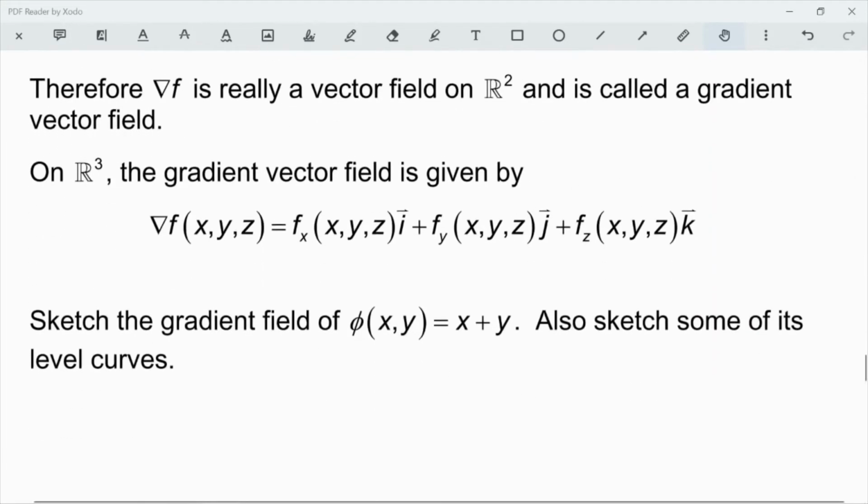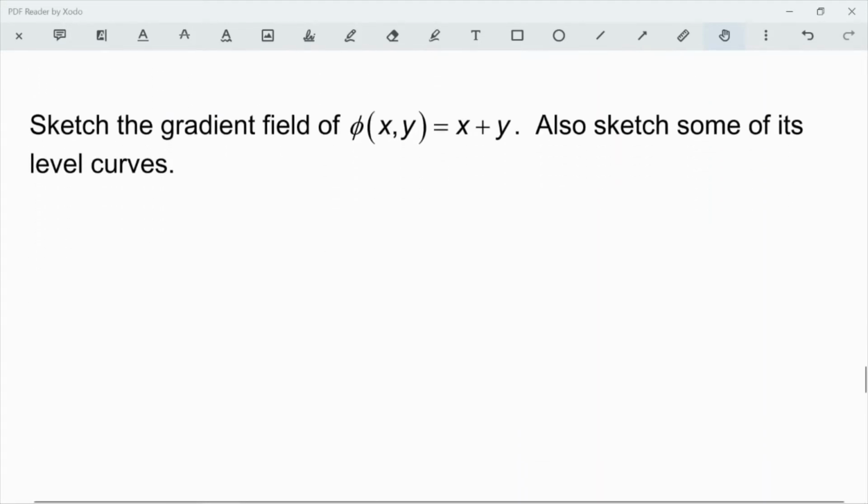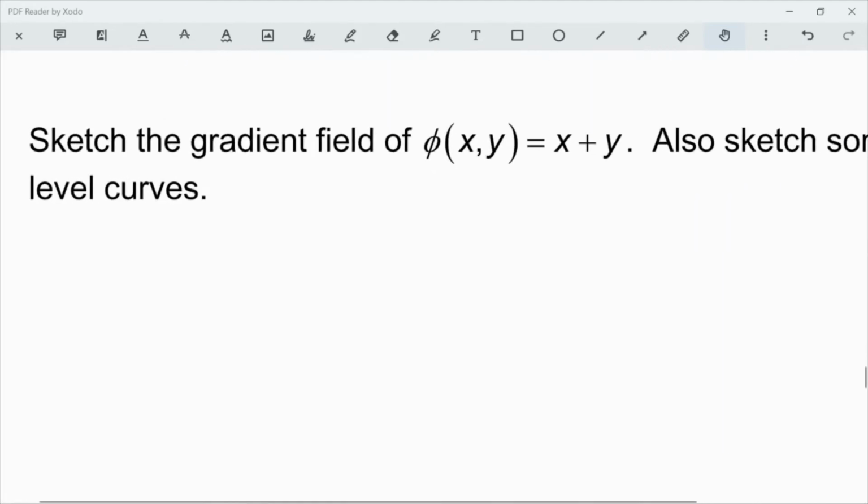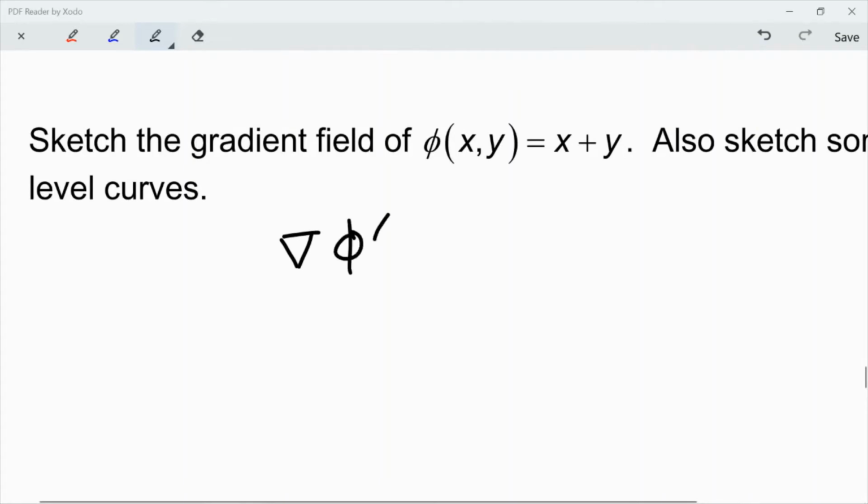Okay, we can also do the same thing in 3D. Let's take a look at an example here. So it says, sketch the gradient field of this vector function x plus y, and also sketch some of its level curves. Okay, so we want to do the gradient field here. So my gradient of this function, which is a function of x and y, would be equal to, and really it's just going to be 1, 1, right? My partial derivatives are always going to be equal to 1.